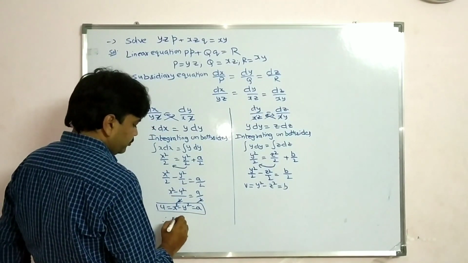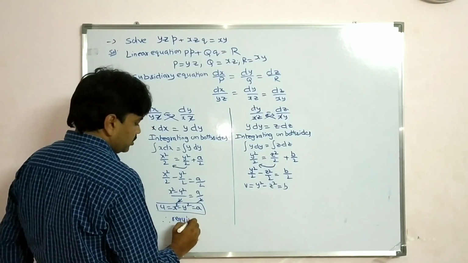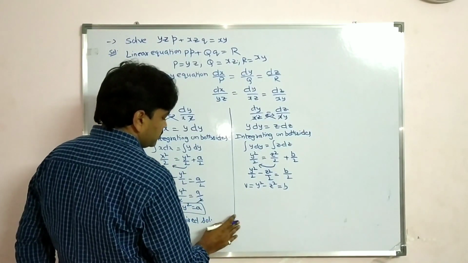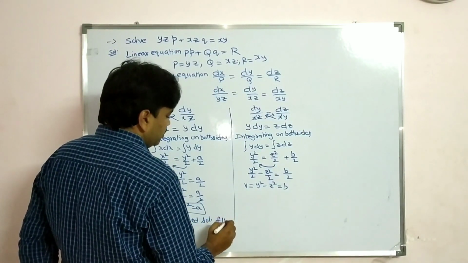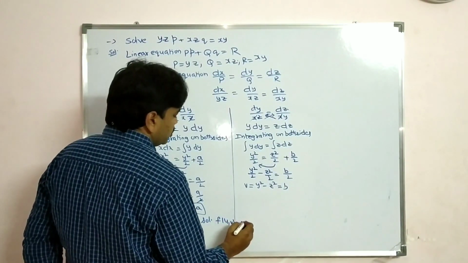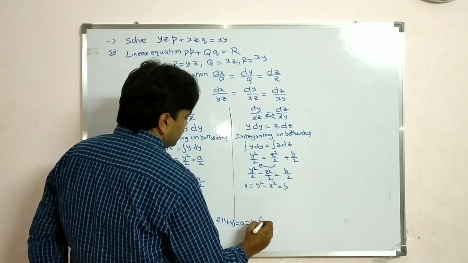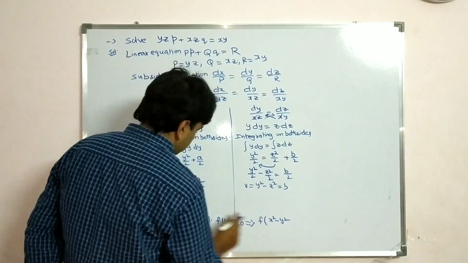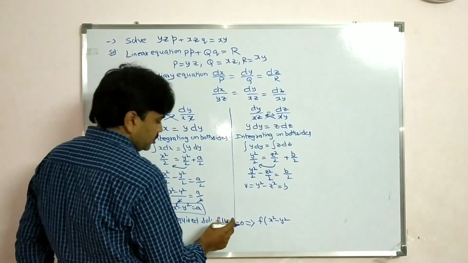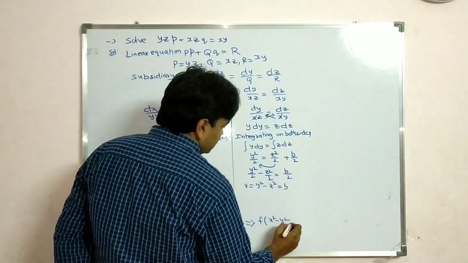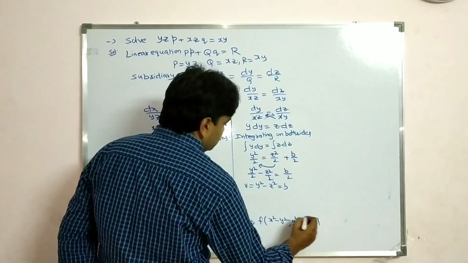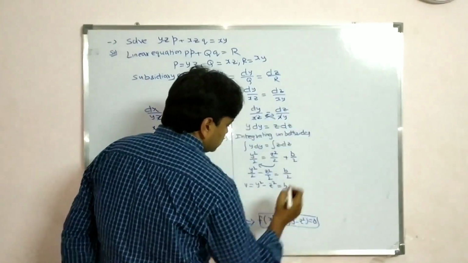Therefore, the required solution. What is the required solution, students? F of u comma v is equal to 0. That implies f of x square minus y square, x square minus y square, and what is v, students? Y square minus z square. That is equal to 0.